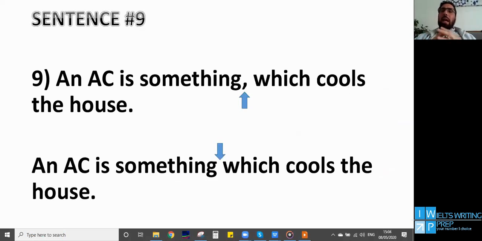So if I just say an AC is something, is that complete in meaning? No. We need a definition. So when we say something which, something that, this is a defining relative clause. We need necessary information to understand what it is. So if an alien came from space and said to you, what is an AC? And you said an AC is something, it wouldn't be complete in meaning. We would need the definition to follow.